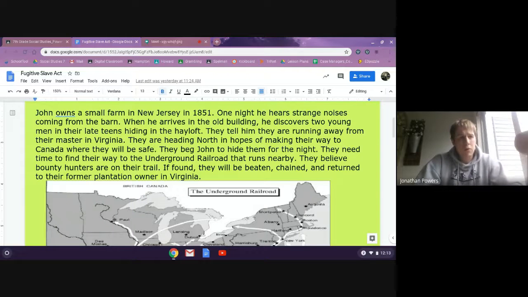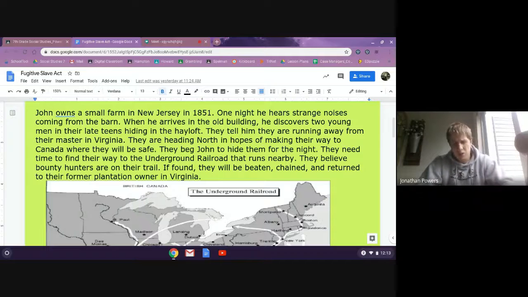John's taking kind of a big risk here, guys, by not even just immediately turning these guys over. They need time to find their way to the Underground Railroad that runs nearby. They believe bounty hunters are on their trail. If found, they will be beaten, chained, and returned to their former plantation owner in Virginia.